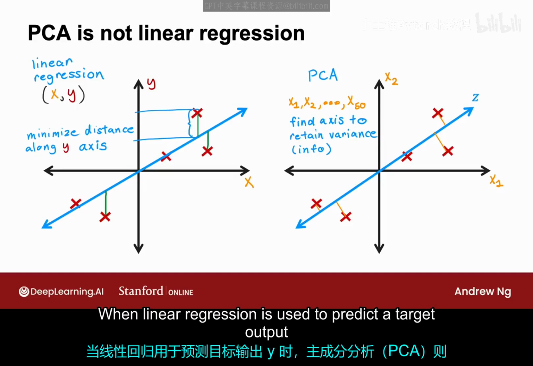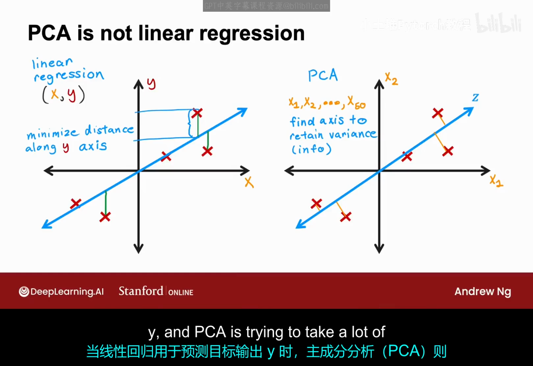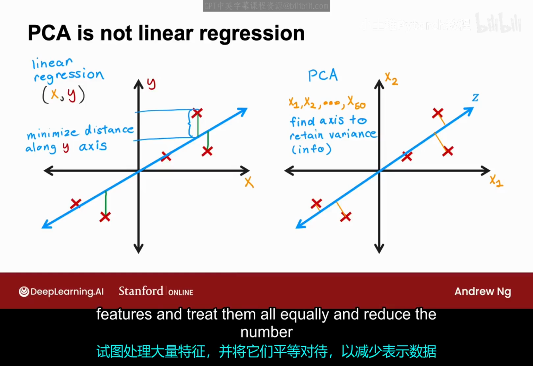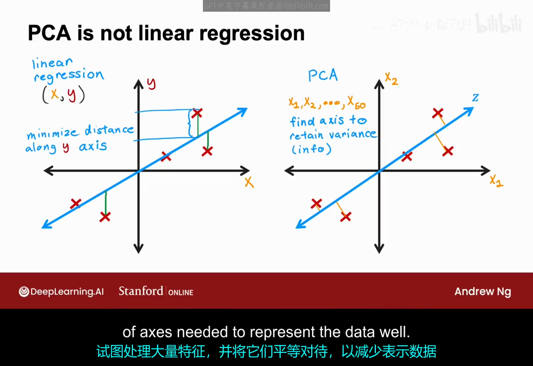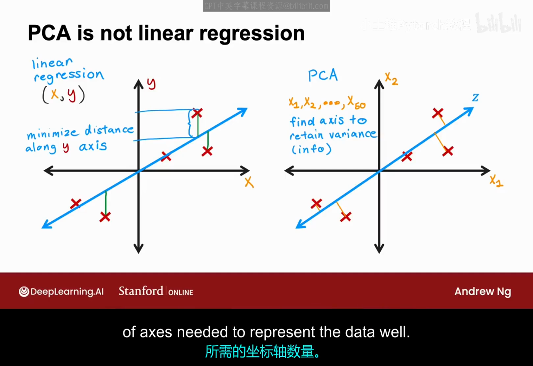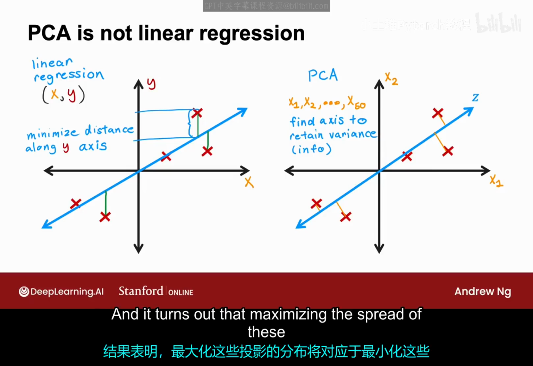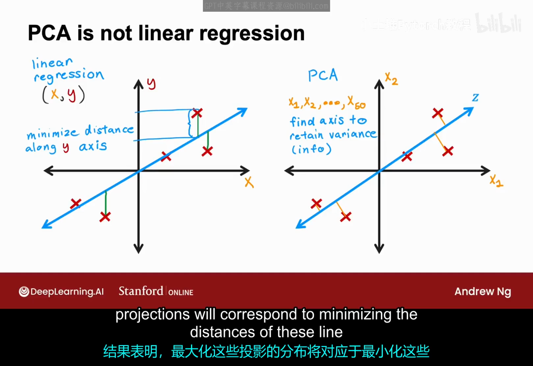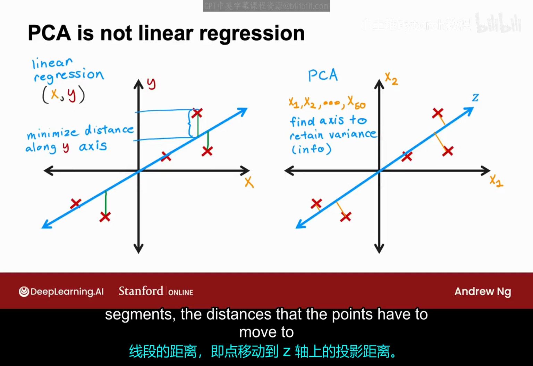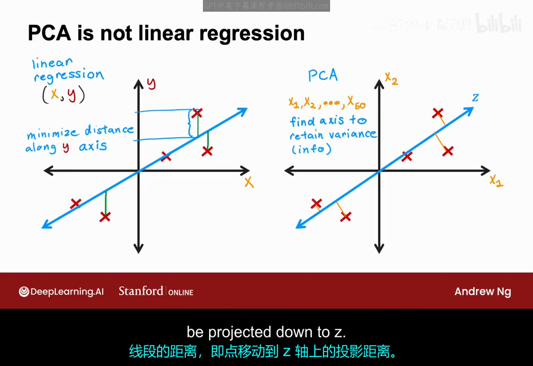Linear regression is used to predict a target output y, and PCA is trying to take a lot of features and treat them all equally and reduce the number of axes needed to represent the data well. And it turns out that maximizing the spread of these projections will correspond to minimizing the distances of these line segments, the distances that the points have to move to be projected down to z.